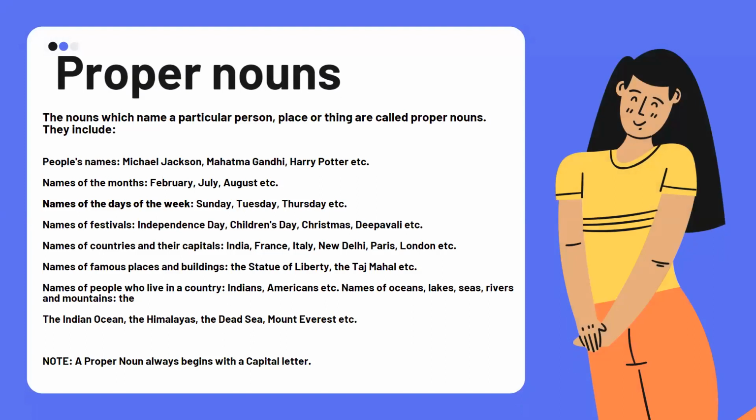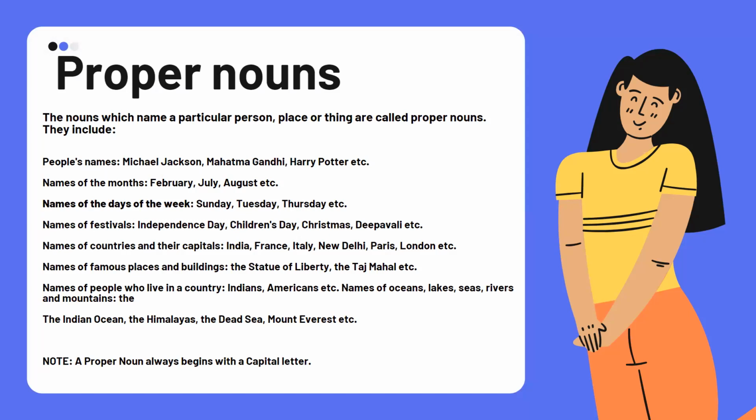For example, if we talk about the name of particular person, Michael Jackson, Mahatma Gandhi, Harry Potter, these are the names of particular persons. When you take these names, you get a visualization of that person, that whom I'm talking about. Names of months, January, February, these all names of months are proper nouns because we are talking about particular months. Same way, names of the days of week, Sunday, Monday, Tuesday, these all are proper nouns.